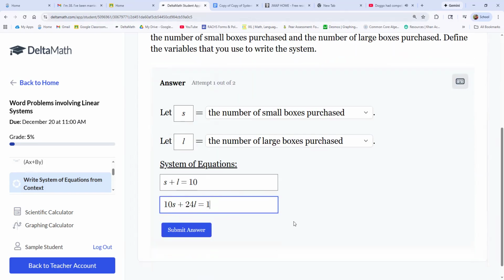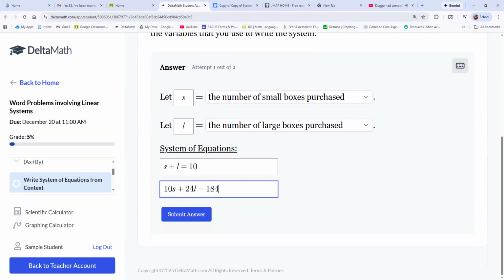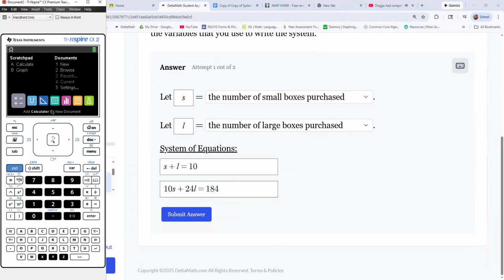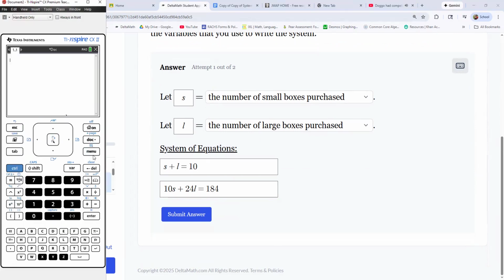Yeah, 184. Now, even though this question is not asking this, once we get these two equations, we can use Menu 32. I'm going to do this one, just to show you how easy it is once we get this. And now I'm going to change these to S and L, S comma L, and then press enter.